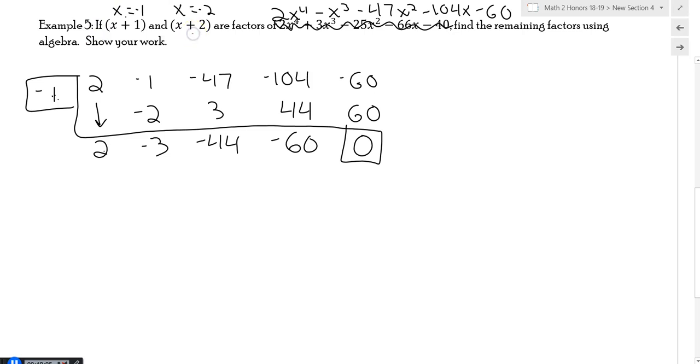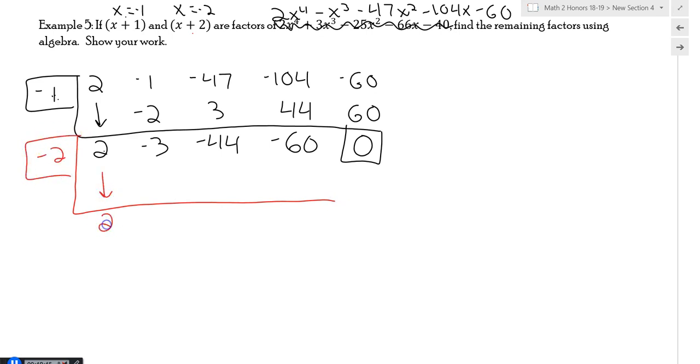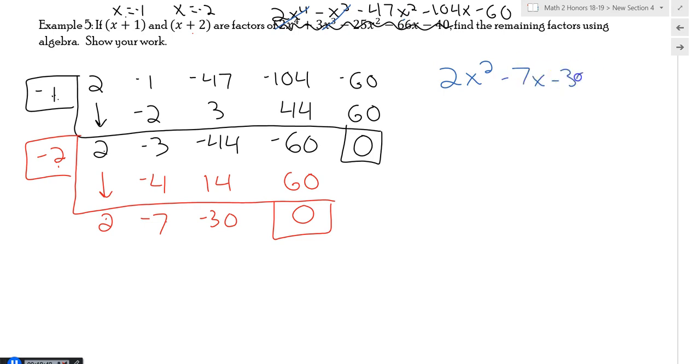I now have to divide out my second zero, or my second factor. So negative 2 goes out here. And so to bring down the 2, 2 times negative 2 is negative 4, which gives me negative 7. Negative 2 times negative 7 is 14, which gives me negative 30. Negative 2 times negative 30 is 60, which again gives me 0. So again, I divided once and twice. So we're now on our x squared term. So we have 2x squared minus 7x minus 30.